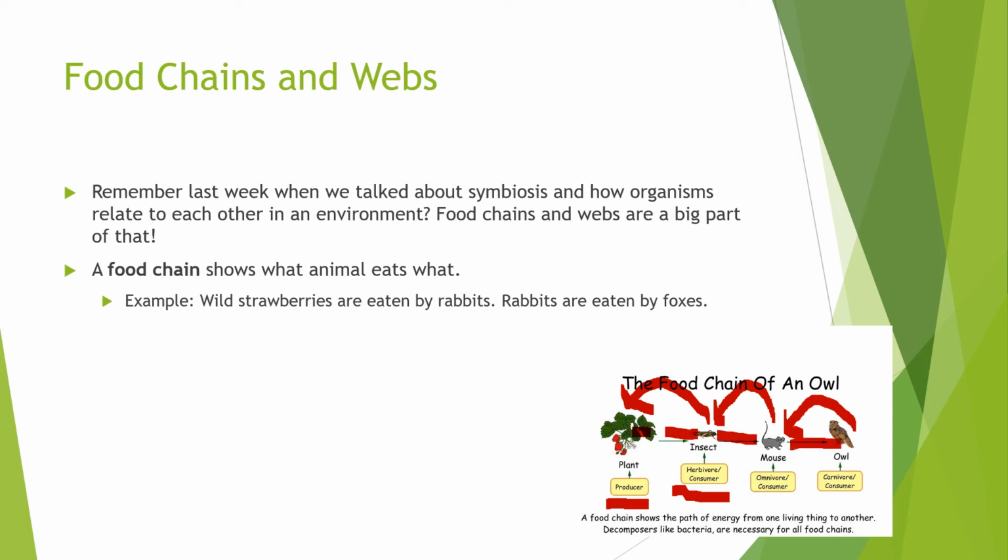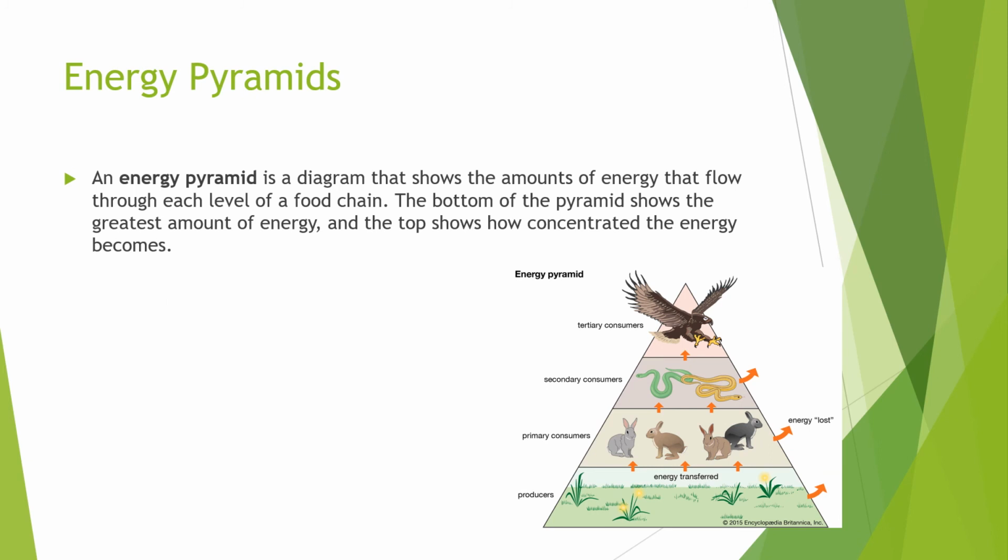And that brings us to our last part of today's lesson, which is about energy pyramids. Energy pyramids are diagrams that show the amount of energy that flows through each level of a food chain. So you'll notice here at the bottom of the pyramid, it's very wide. This is because this is the greatest amount of energy. You can see that these are the producers, these are the plants.